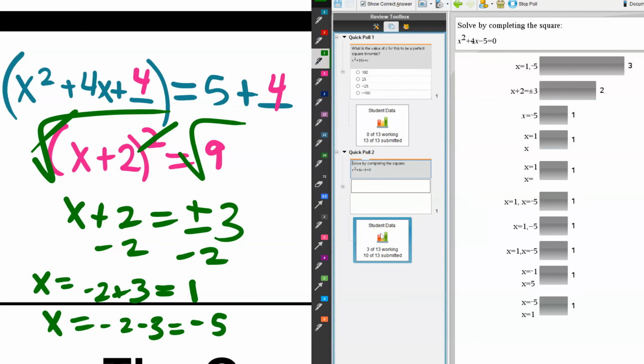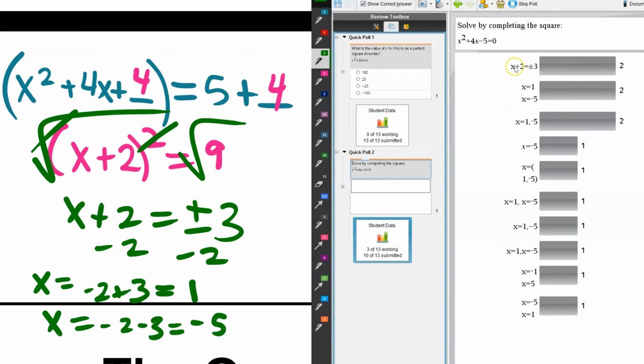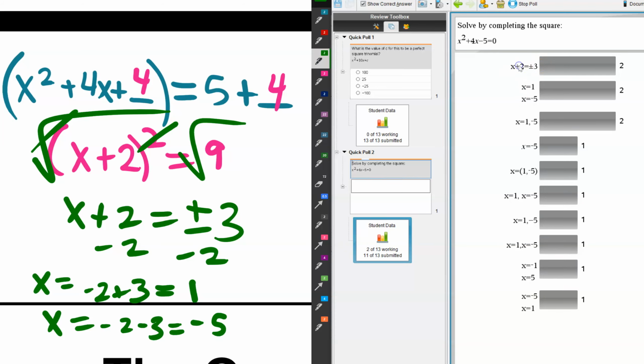All right. Questions. Let's see. So for this top one, x has to be by itself, so you're not done. This one is right. This one only has one of the answers. That one's a coordinate, so I don't want that one. This one's right. Oh, actually it's supposed to be 1 and negative 5. So this is right. Okay, so overall pretty well.